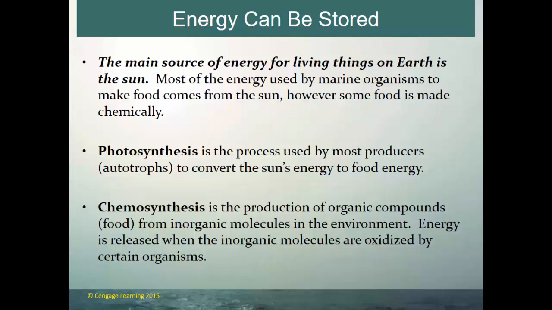Photosynthesis is the process used by most producers, autotrophs, meaning creatures that create their own food, to convert the sun's energy into food energy. Chemosynthesis is the production of organic compounds or food from inorganic molecules in the environment. Energy is released when the inorganic molecule is oxidized by certain organisms.